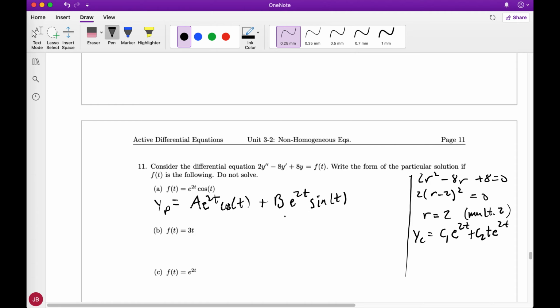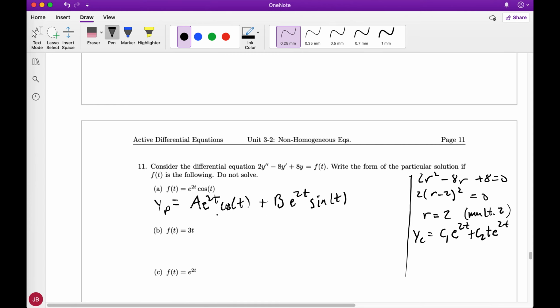Right? And now you have to ask yourself, is any part of this represented in the complementary? And the answer is no. These are e to the 2t's without any sines or cosines, and so those are separate from the ones with sines and cosines.